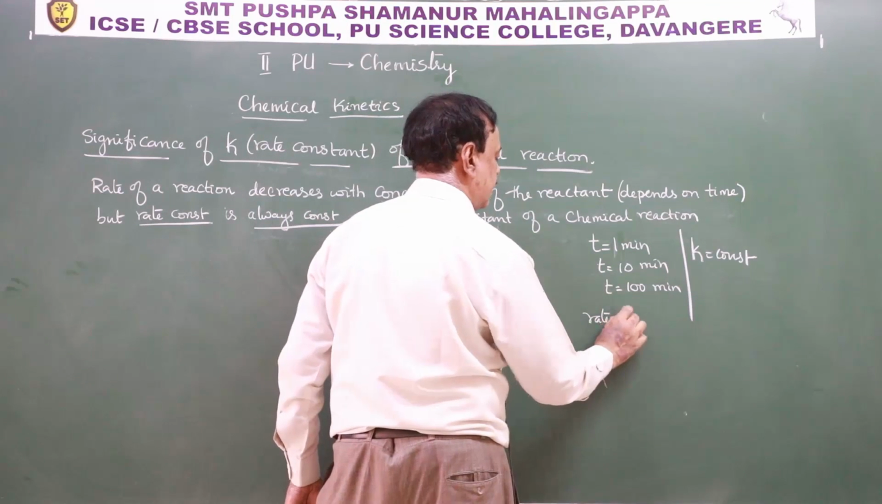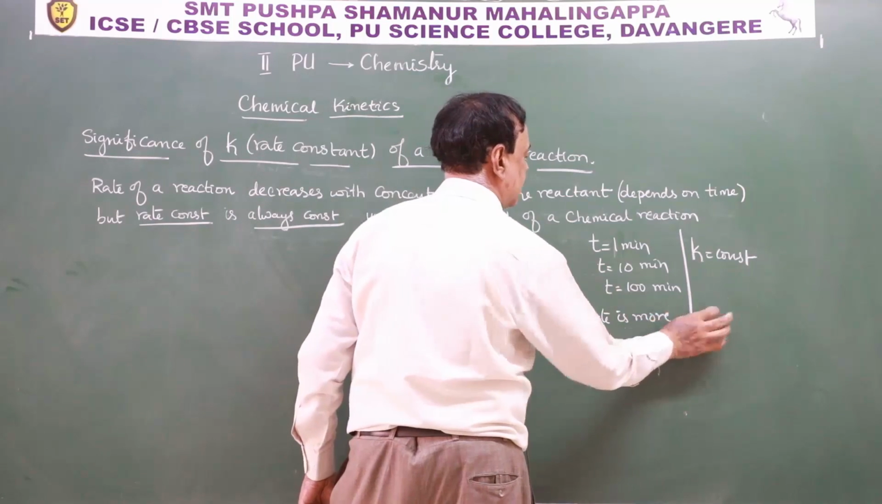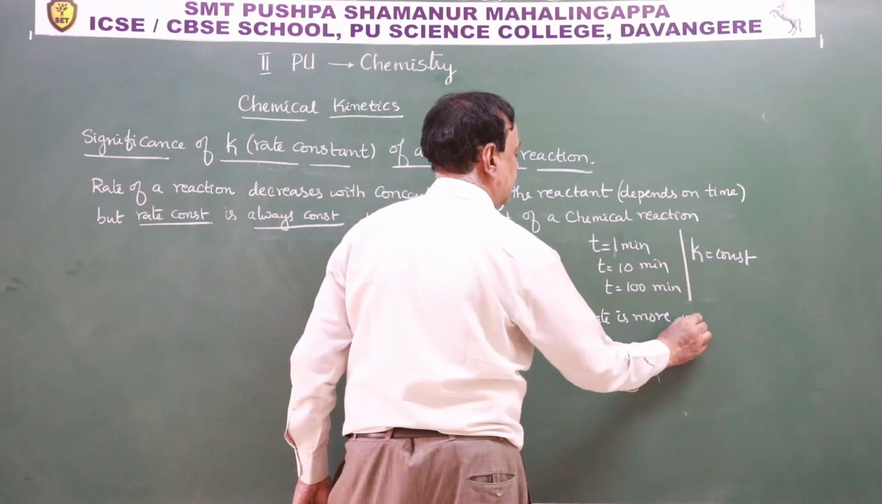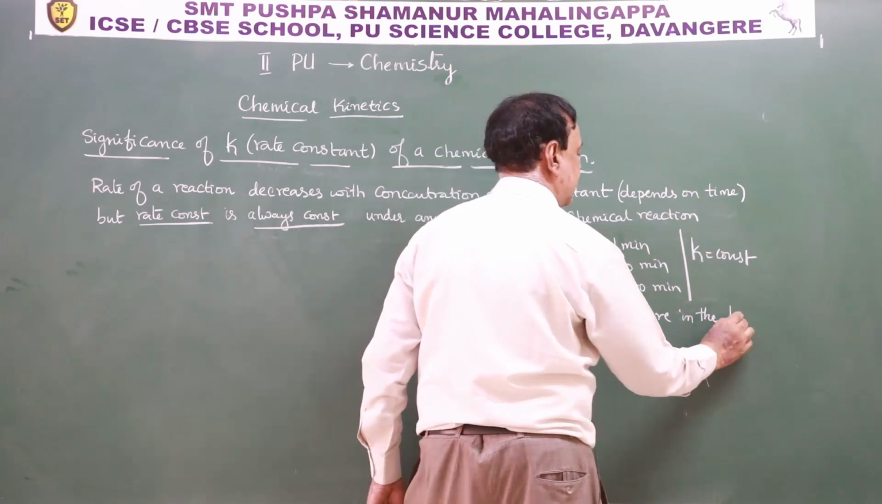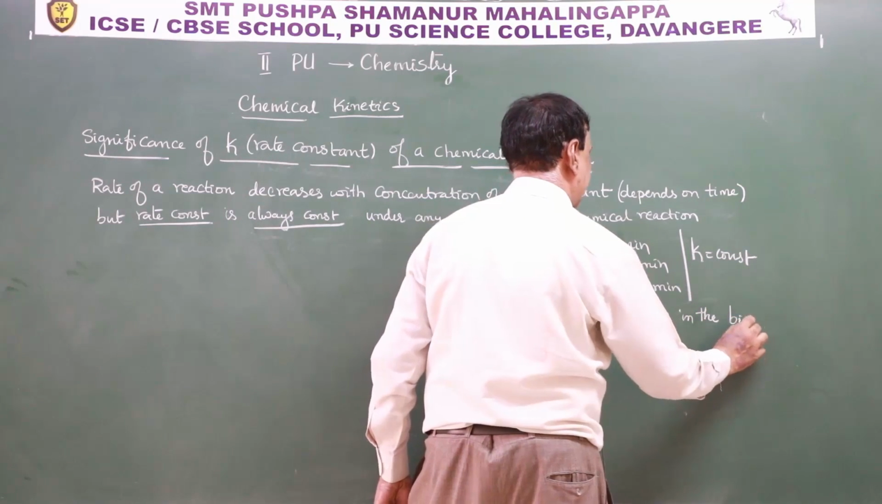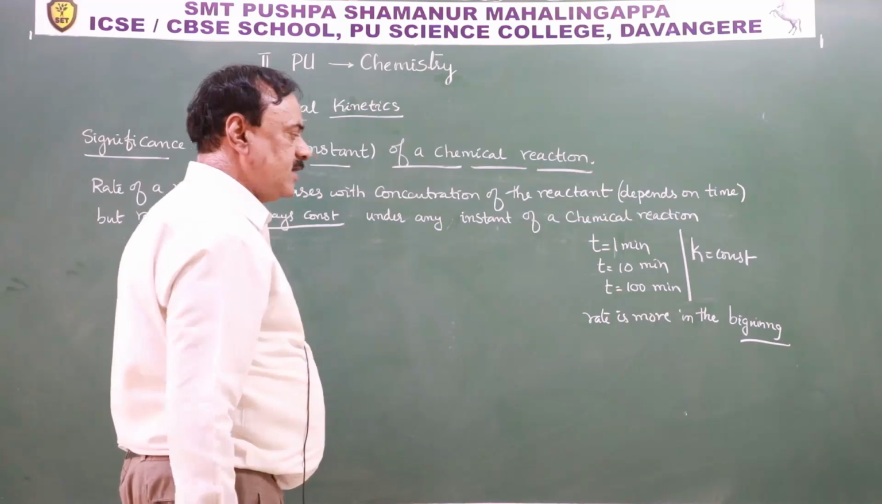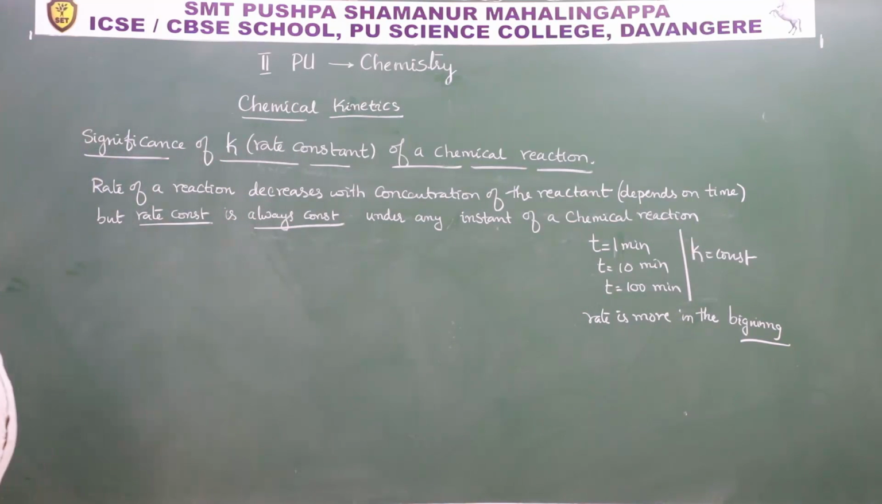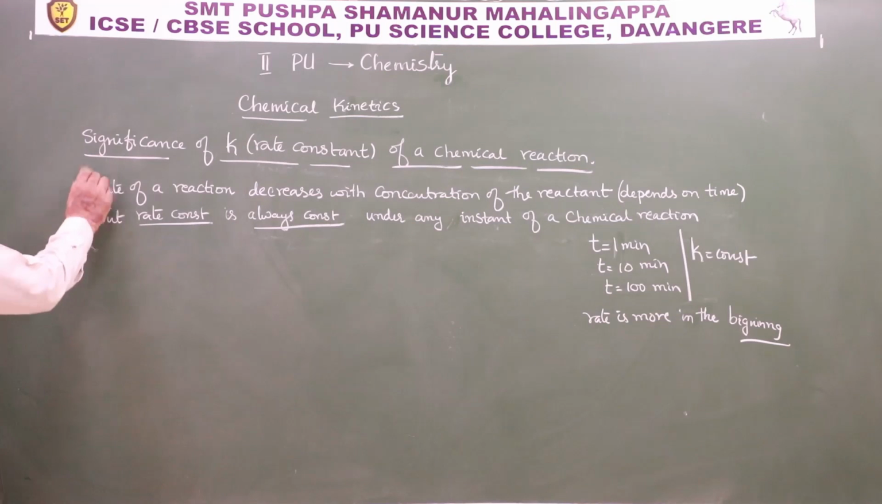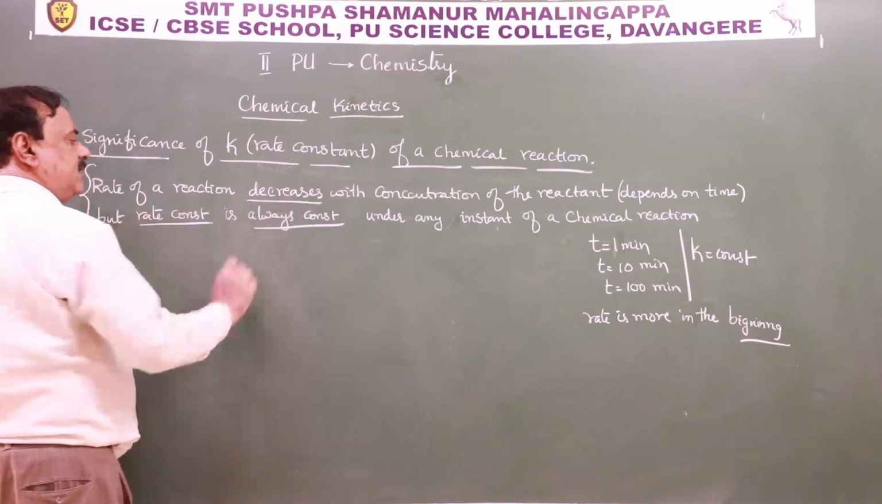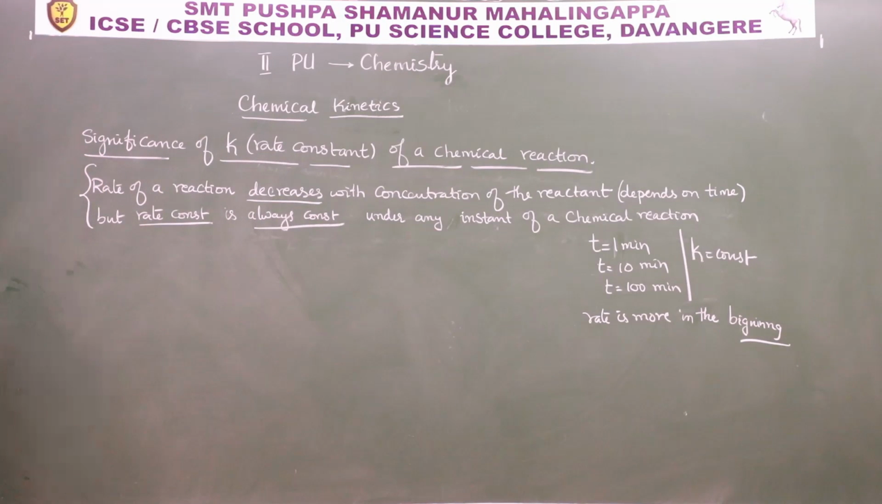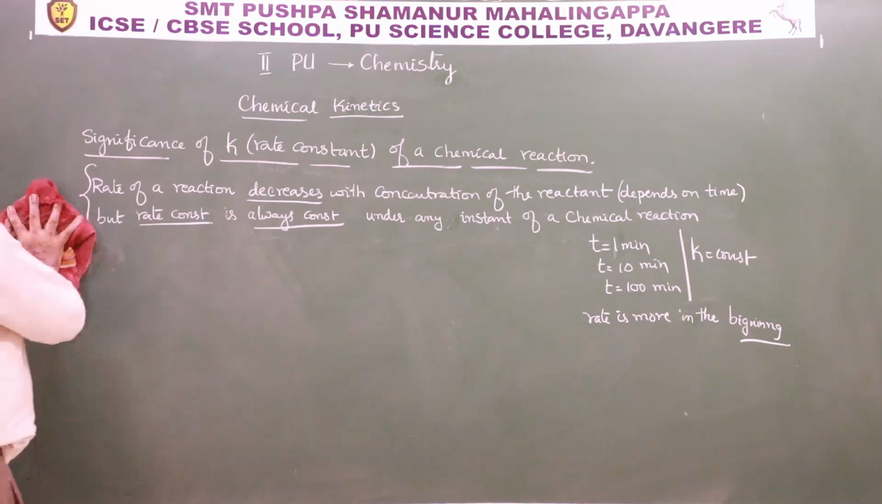Rate is more in the beginning. As time increases, the rate gradually decreases. But rate constant is always constant under any instant of a given chemical reaction. This is very important. Rate of a chemical reaction decreases, but rate constant is always constant. That is the significance of the rate constant. Is it clear? Now one more thing.